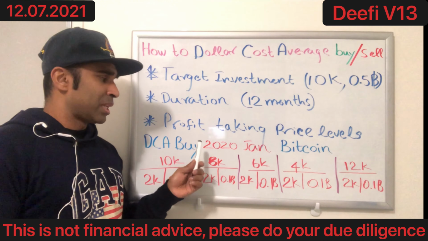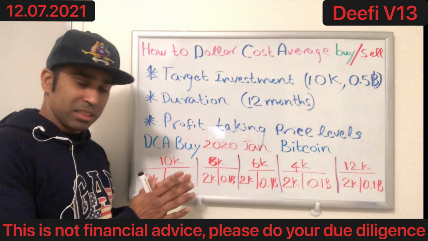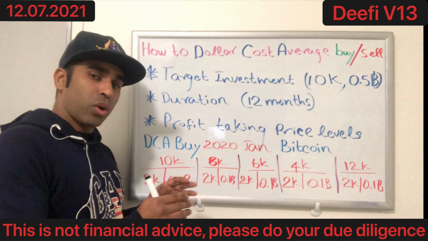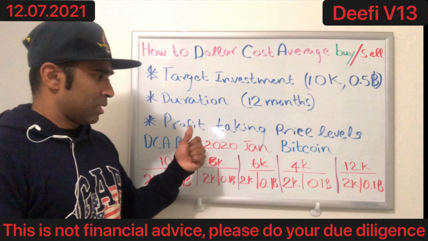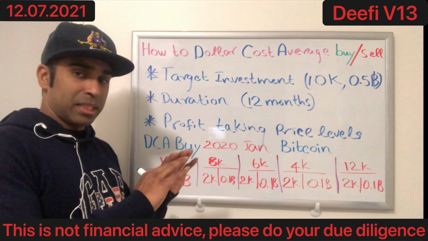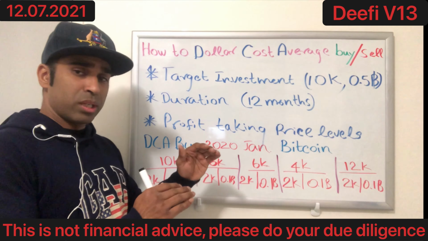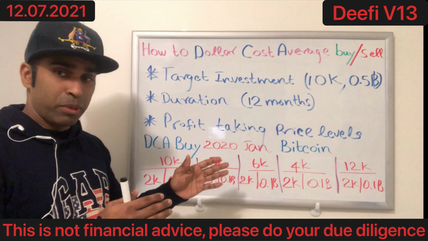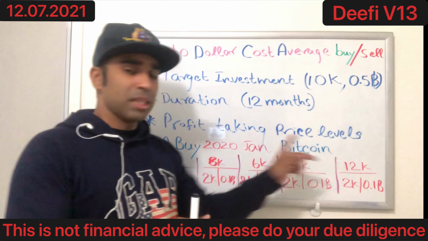And the third point is profit taking at price levels. This goes under dollar cost average sell. You accumulate Bitcoin, and one day you have to sell for profit. For example, you start buying Bitcoin when it is at $10,000 USD, and when Bitcoin has gone up from 10k to 20k, 25k, 30k, that's when you start thinking about selling the Bitcoin you bought maybe 12 to 24 months ago. So specific price levels are very important.